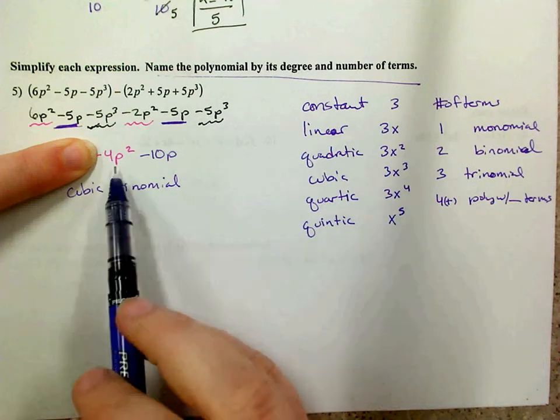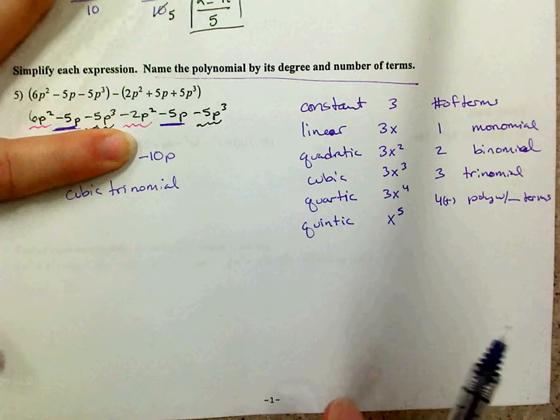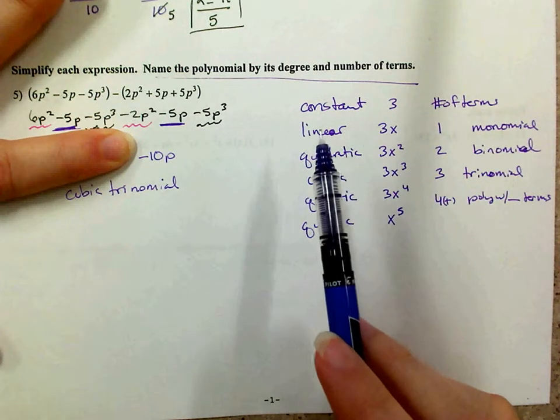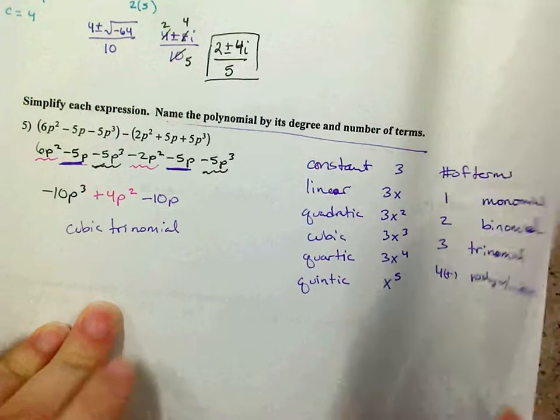Quadratic, binomial. What if I had said just that? Linear, monomial. Good. All right, let's go to number 7.